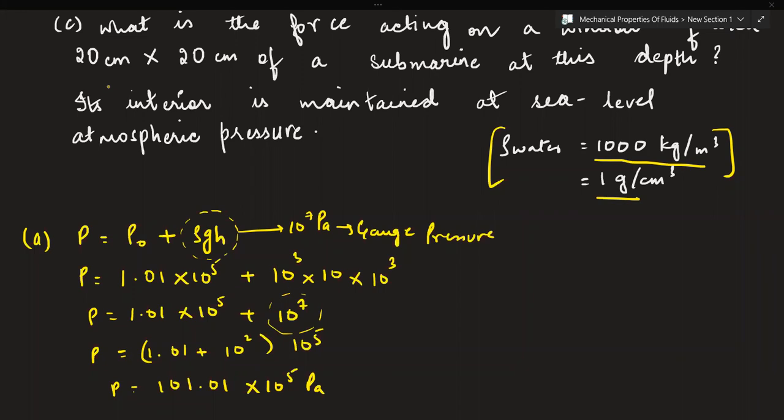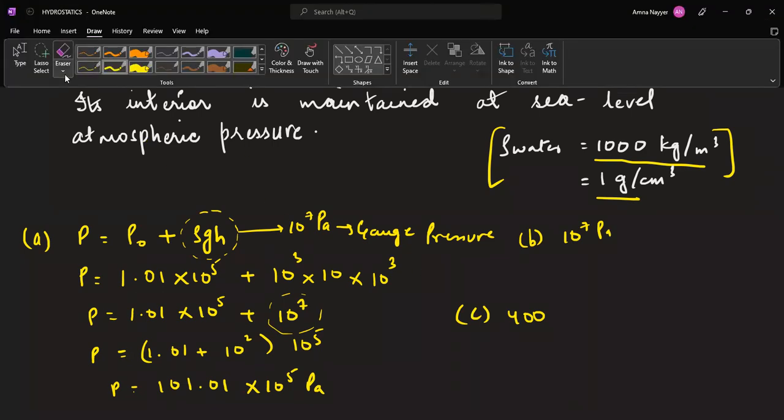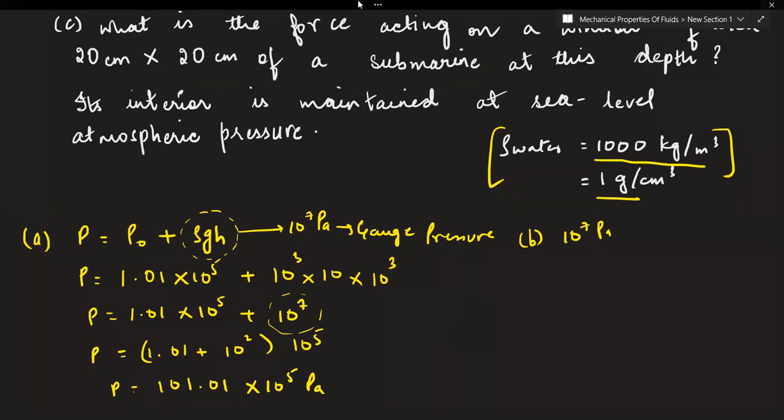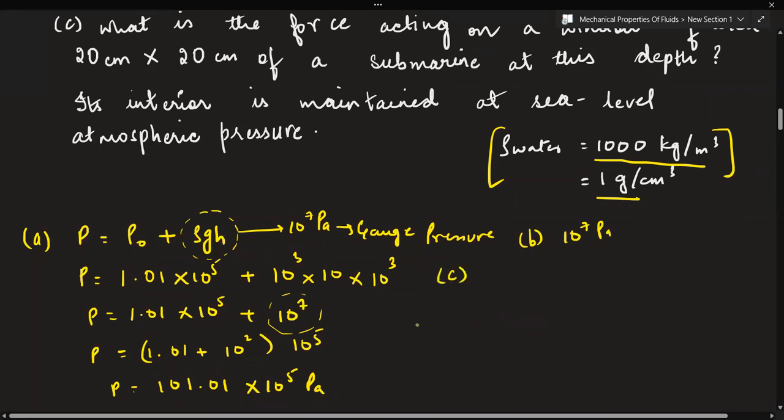Ma'am, force is 400 dyne. The B part answer was 10 to the power 7 pascal. C part, force is coming 400 dyne. Why have you converted the unit? Ma'am, because it's given in centimeter. So you have to convert that. You have to write your answers in SI unit. All right, you have to give your answers in SI unit unless specified. If the question demands CGS unit, it would be mentioned over there.